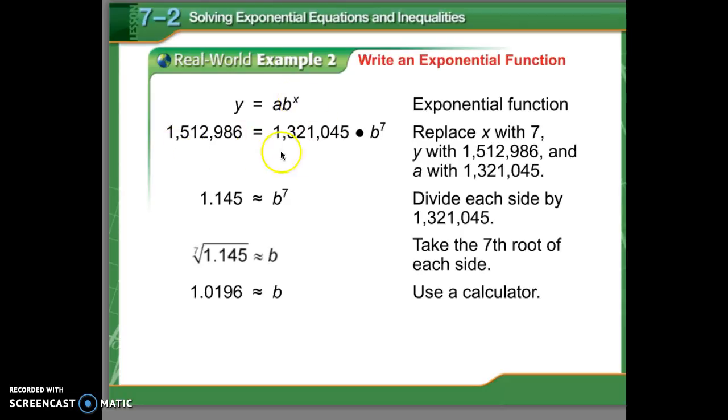So we have this equation set up. The first thing we're going to need to do is divide both sides by this 1,300,000 number, and we end up with 1.145, about, with chopping off some digits there. So that's approximately equal to b to the 7th power, and then we're going to take the 7th root of each side, and we get that b is approximately equal to 1.0196, which means, coincidentally, that the growth rate, if you move this decimal place over twice, is 1.96% growth.